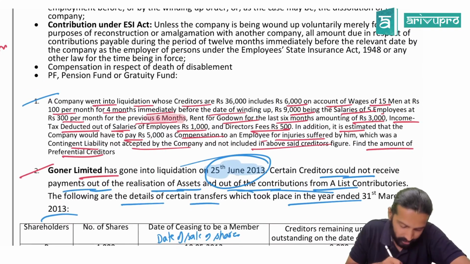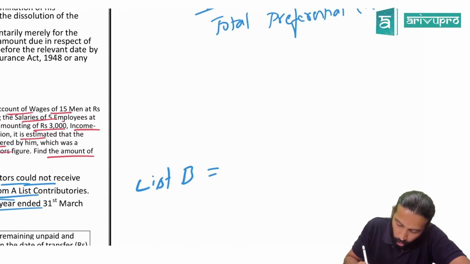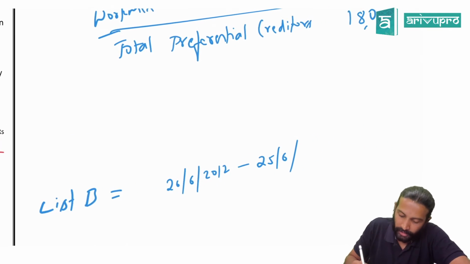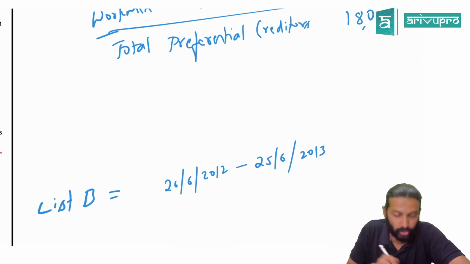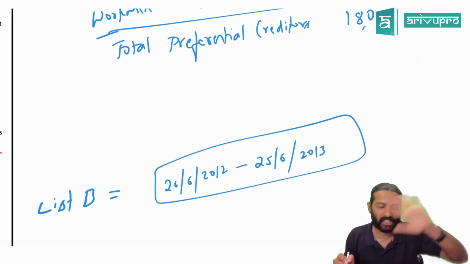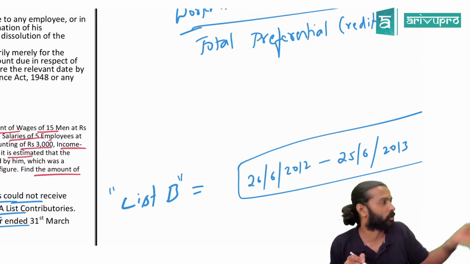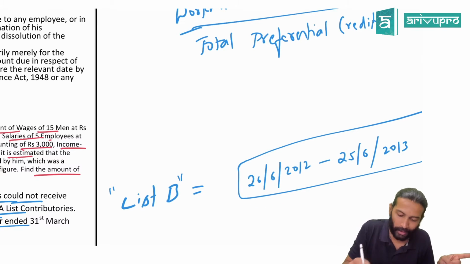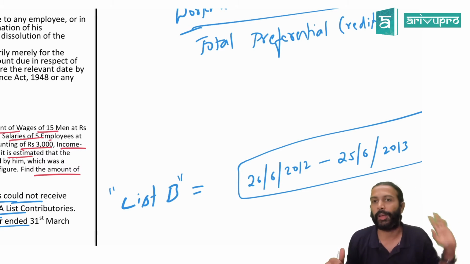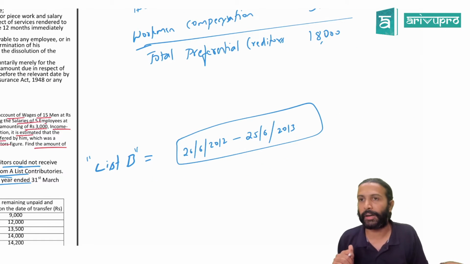What is the liquidation date here, sir? 25th June. From 25th June, go 1 year back. That will be 26th June 2012. 26th June 2012 to 25th June 2013 constitutes your 1 year. Yes or no, sir? So whichever shareholder has sold the shares within this window or period, they are known as List B. Only they can be approached for collecting the payment. If you have sold the shares even 1 day before 26th June, they cannot be asked because they are not List B contributories as per the Companies Act. Easy now. All right. Are we good with this so far?